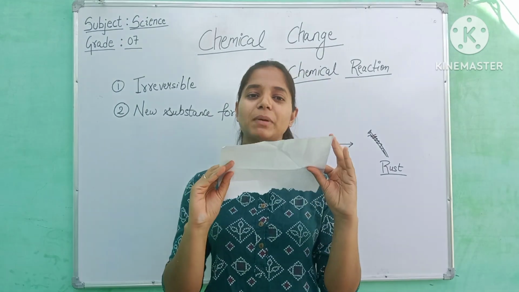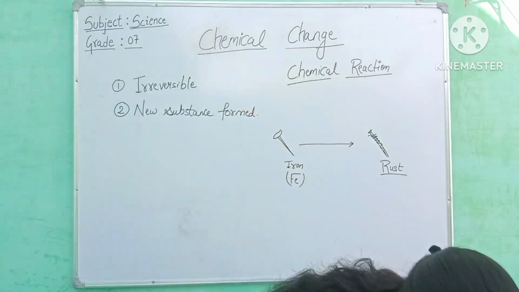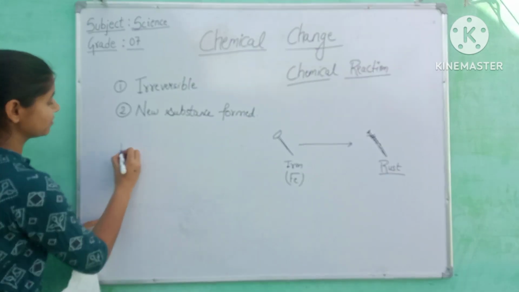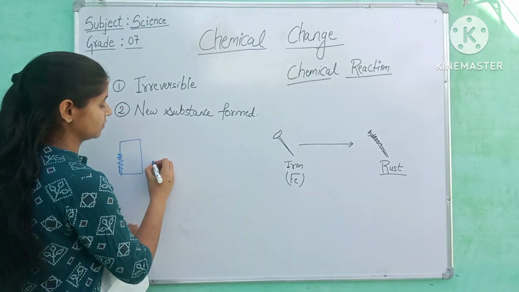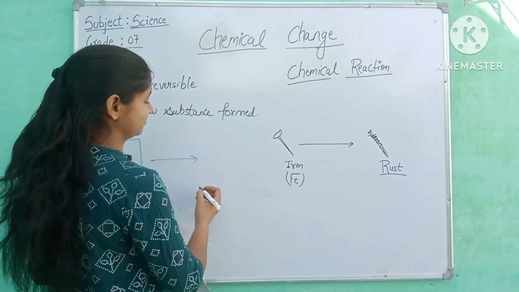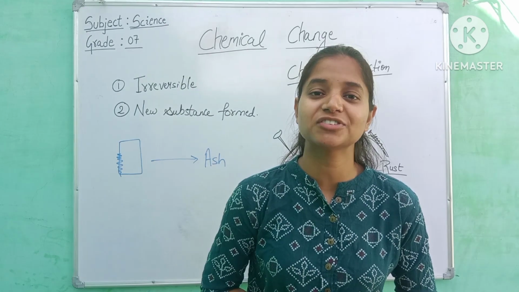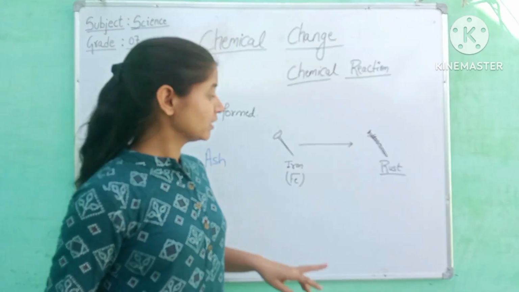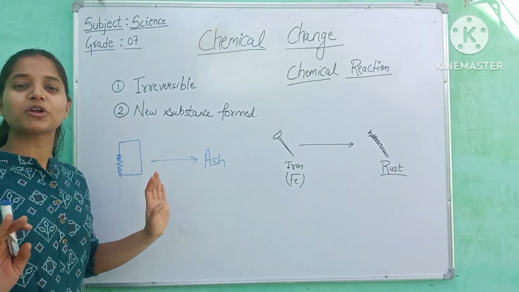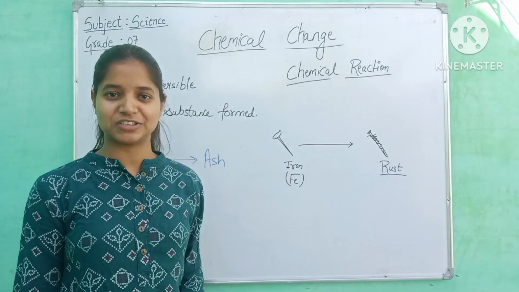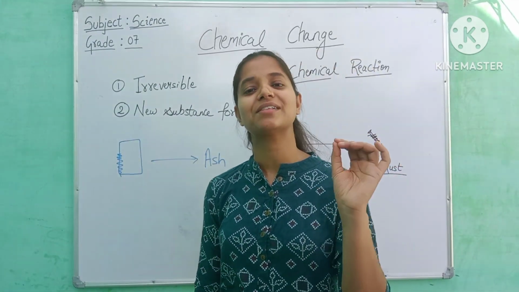Now suppose I burn this paper. I am not burning right now, but suppose I burn this paper, what will you get? What will you get after burning? Ash. In Hindi what do we call ash? Raak. So if you want this ash to be converted again into paper, is it possible? It is not possible. So this is an example of chemical change or a chemical reaction, because the change is irreversible and a new substance is formed.